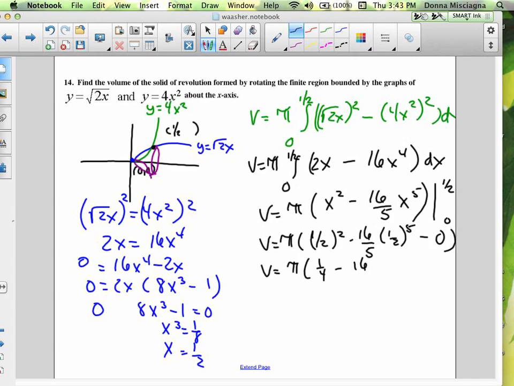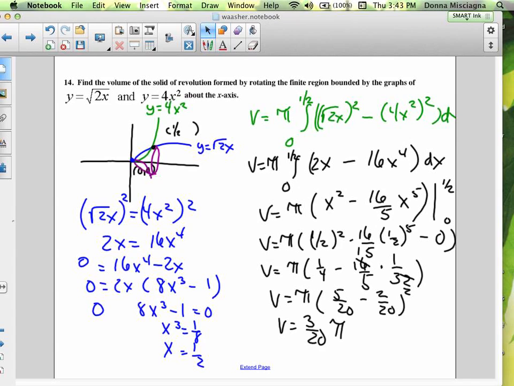I'm actually going to write that down: 16/5 times 1/32. And then we can see that this would cancel, the 16 and the 32, leaving 1 and 2. So that's going to be 1/4 minus 1/10. Not that bad. And the common denominator here would be 20. So 1/4 is 5/20 minus 1/10, which is 2/20. So our volume is 3/20 pi. That would be the correct volume for that one.